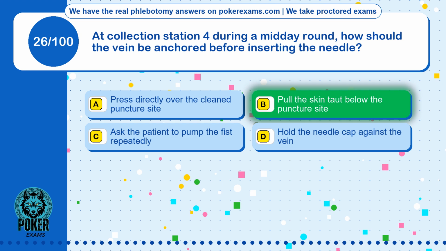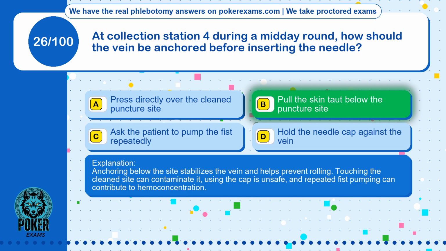The correct answer is option B. Pull the skin taut below the puncture site. Anchoring below the site stabilizes the vein and helps prevent rolling. Touching the cleaned site can contaminate it, using the cap is unsafe, and repeated fist pumping can contribute to hemoconcentration.